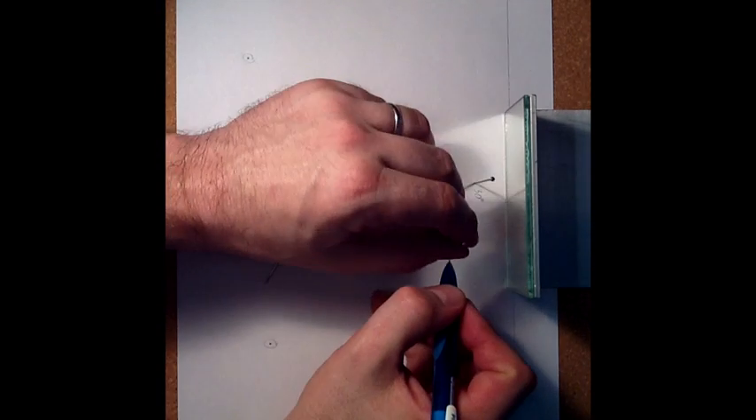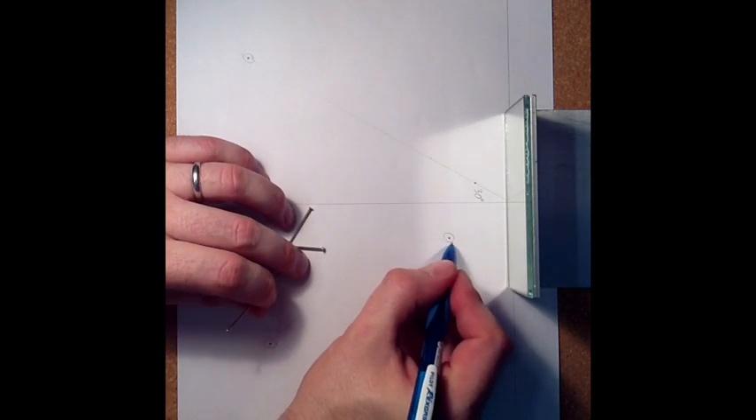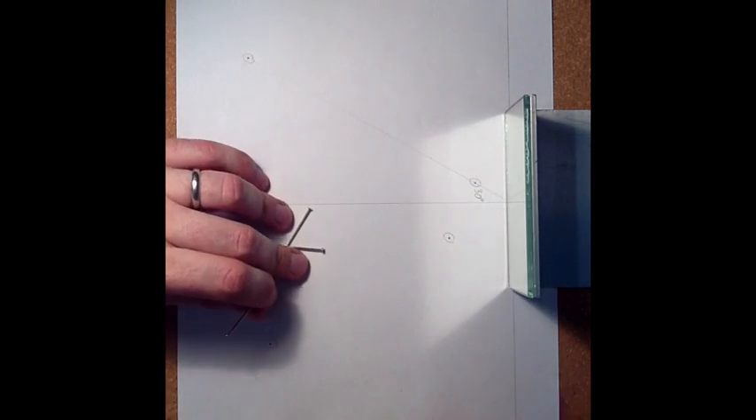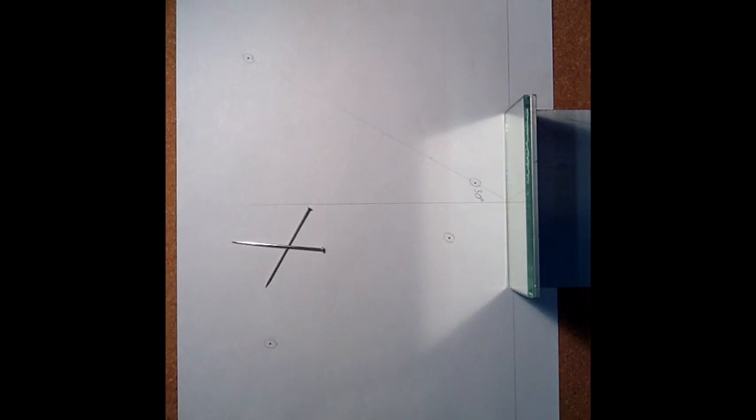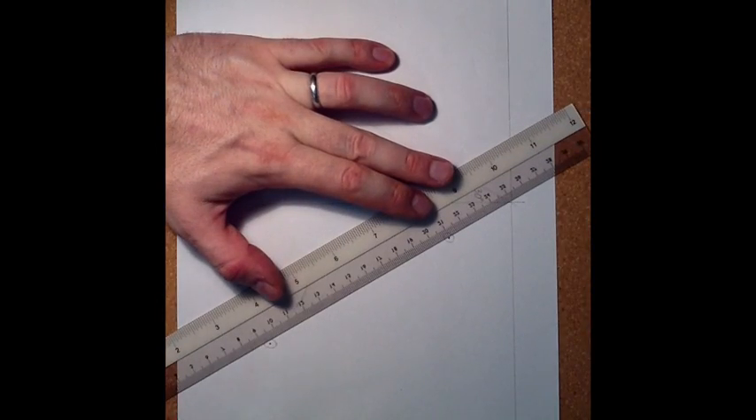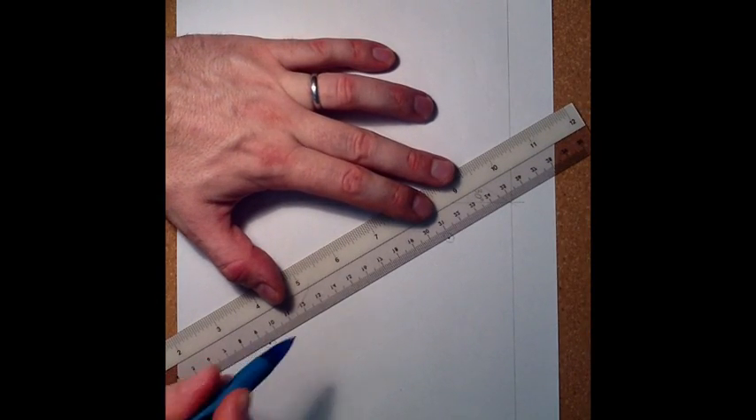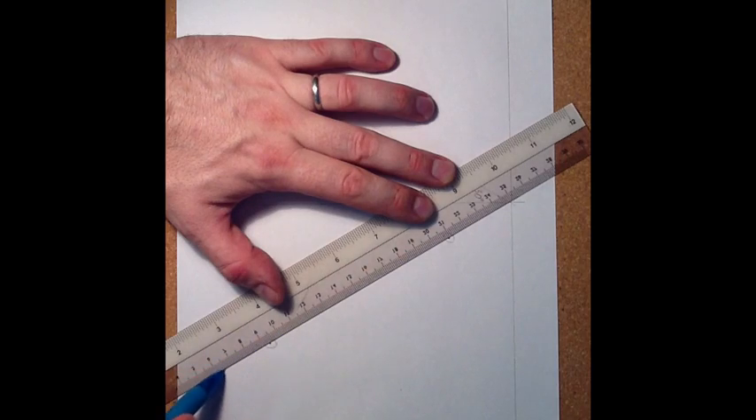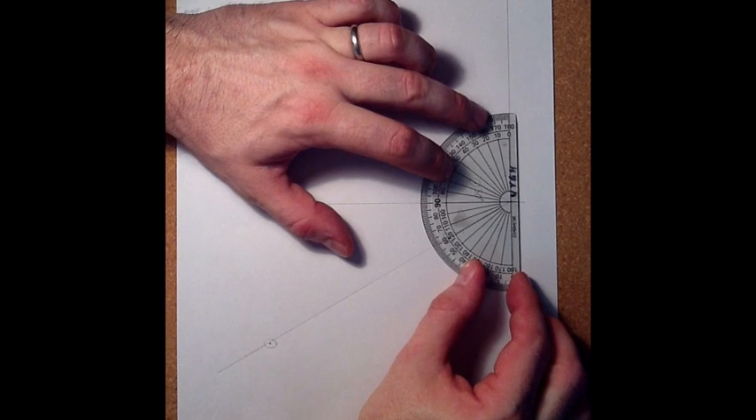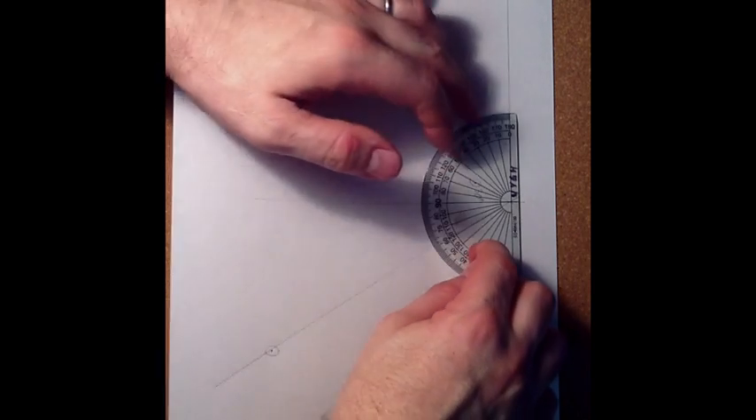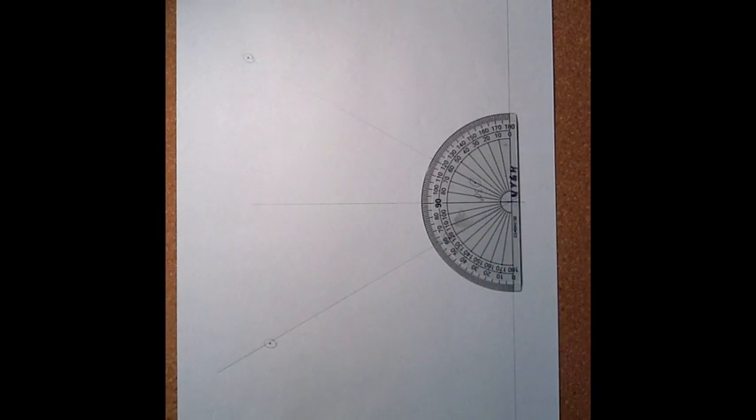Remove the pins. Indicate clearly the pinholes. And you are now able to draw a line to show the path of the reflected light ray. The final step will be to measure the angle of the reflected light ray. Remember to always measure from the normal.